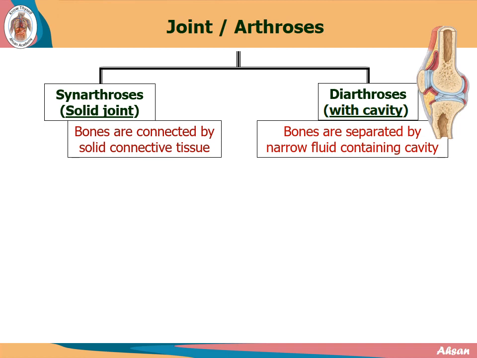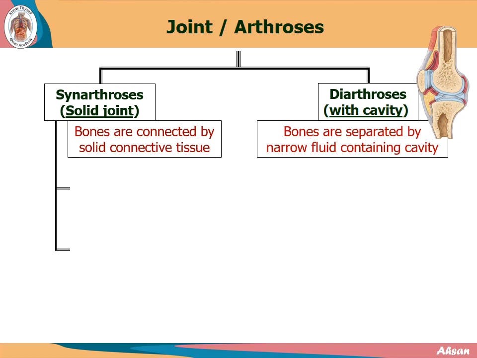In solid joint, bones are connected together and the gap is filled up with connective tissue. On the other hand, in the cavitate joint, the bones are connected and the gap remains. The gap is filled up with fluid and the area is covered by a fibrous capsule sheet to keep the fluid in position.